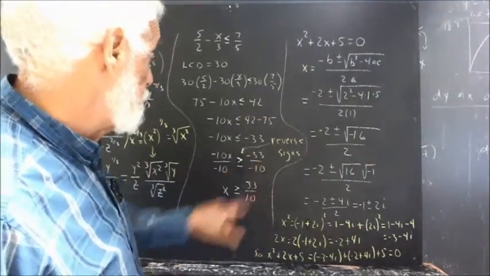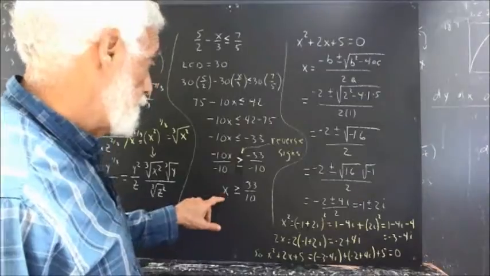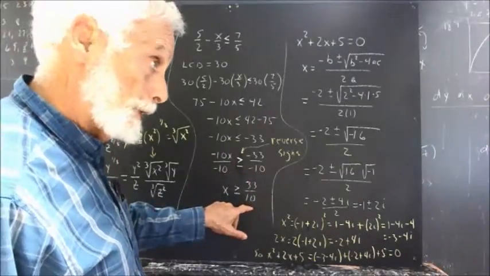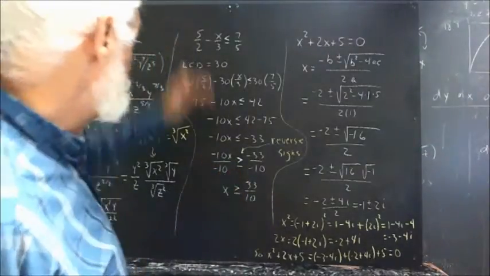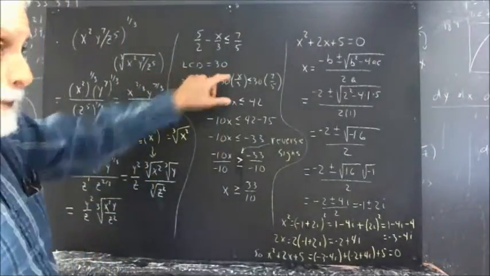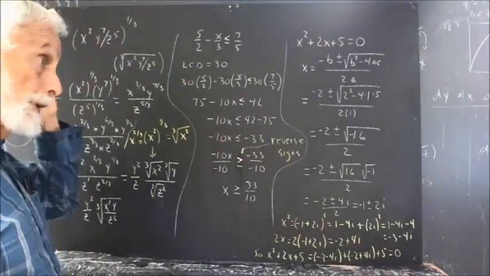In any case, we get this. And then do the division. We get x on this side, 33/10 on this side. Very straightforward problem, especially once we multiply through by the least common denominator.